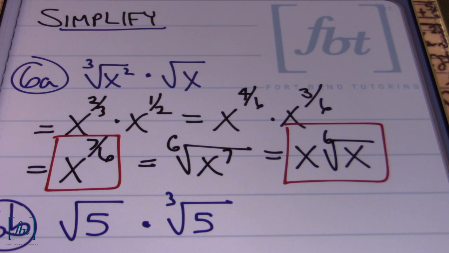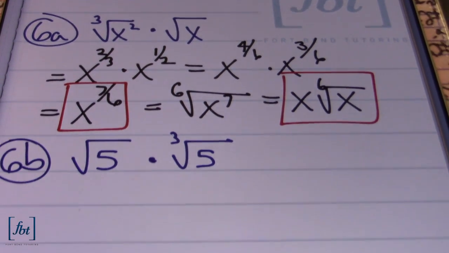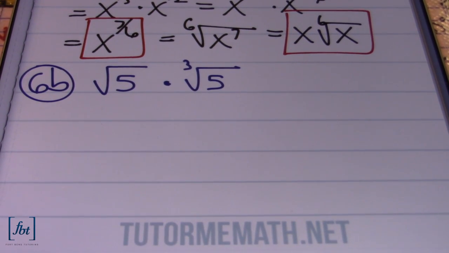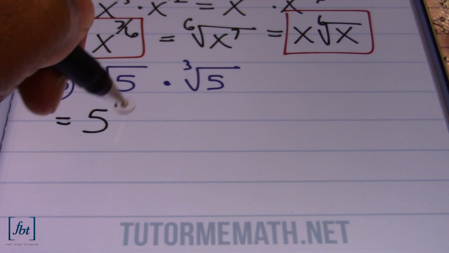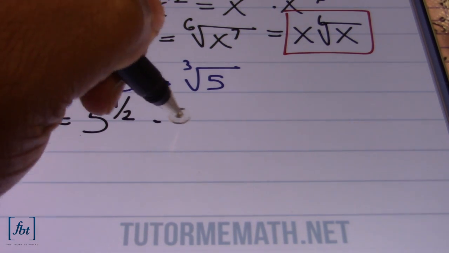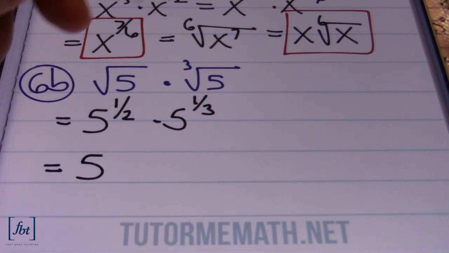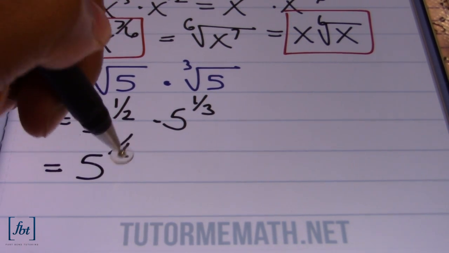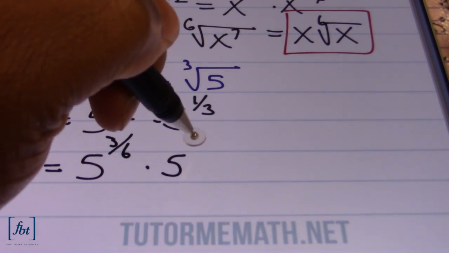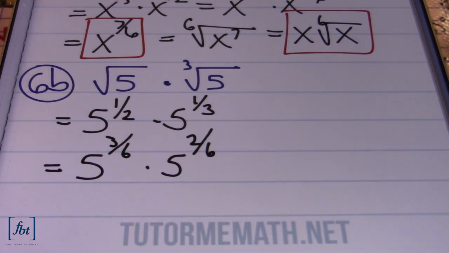So, let's carry on with problem 6B. We have the square root of 5 times the cube root of 5. Rewriting this in exponential notation, we'll have 5 to the 1/2 times 5 to the 1/3. Once again, we have different denominators here, so when we're trying to add the exponents because we're finding the product of like bases, we'll rewrite this as 5 to the 3/6 times 5 to the 2/6. All right?